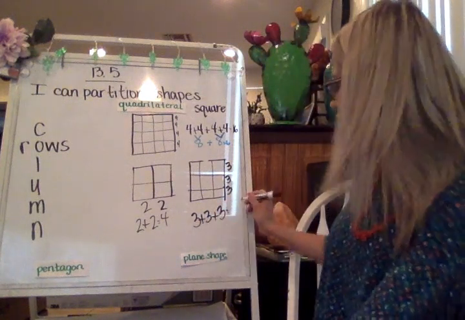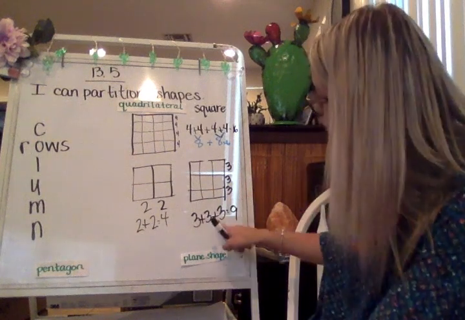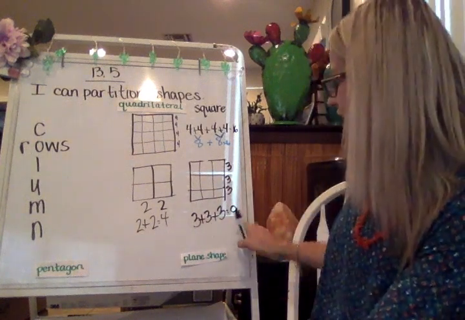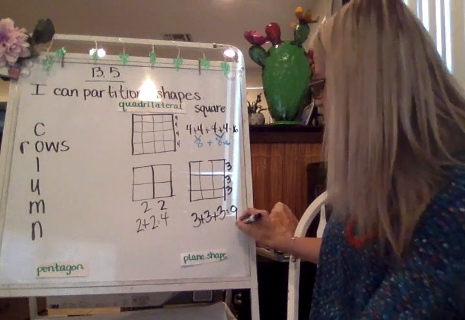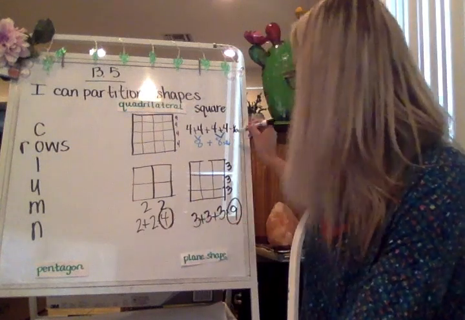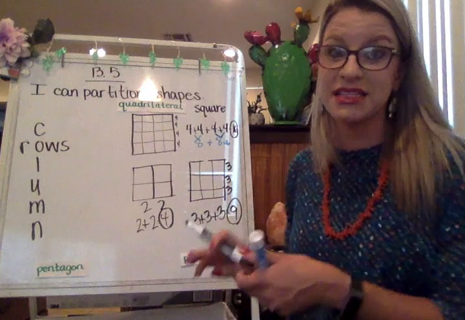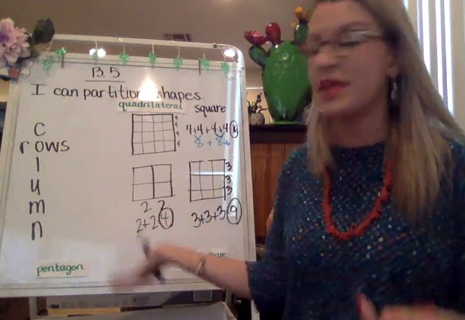3 + 3 = 6. Add 3 more, and that is 9. So this has 9 squares in each, in that shape. This one has 4, and this other one over here has 16. If I was to cut it up, that's what it would have.